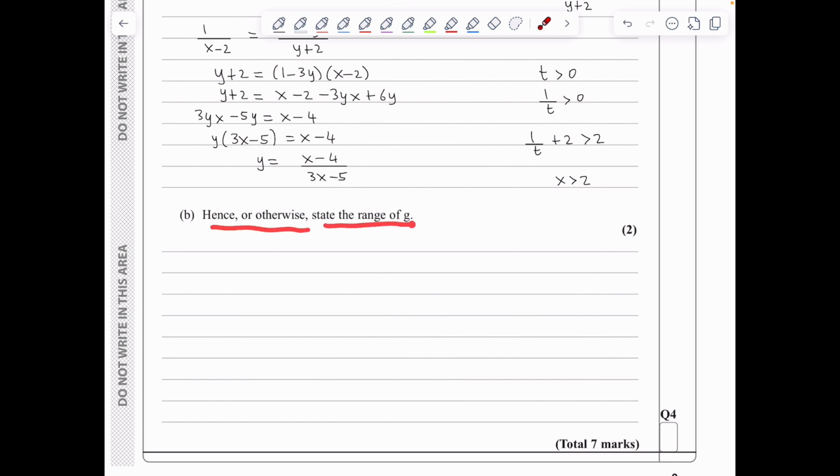Well, what I will do is that I will go through the process of sketching the expression we just obtained for y in terms of x.